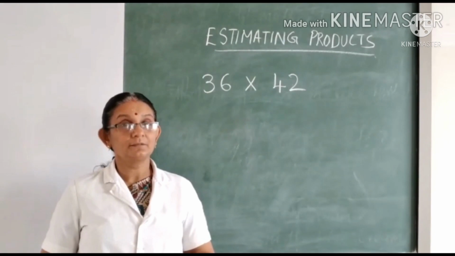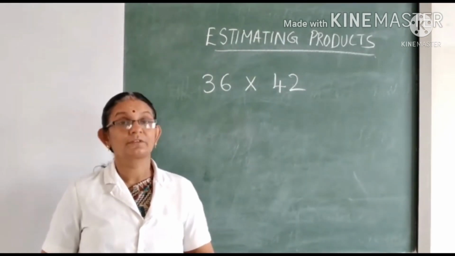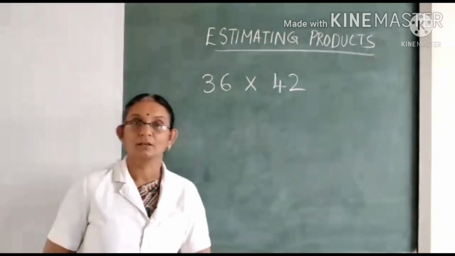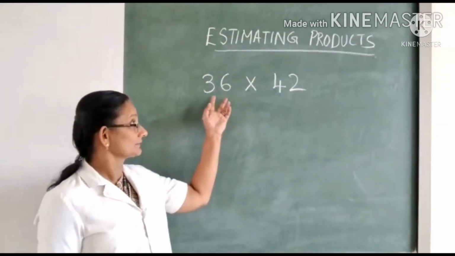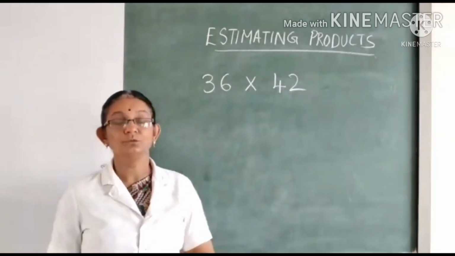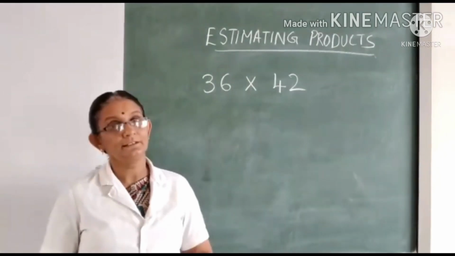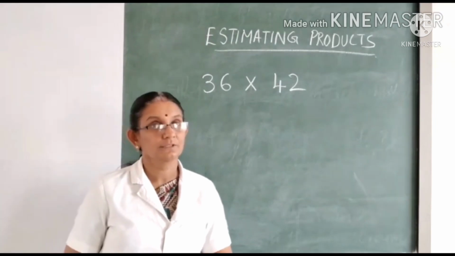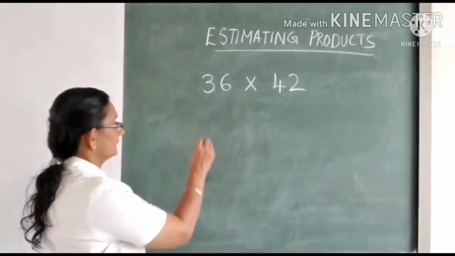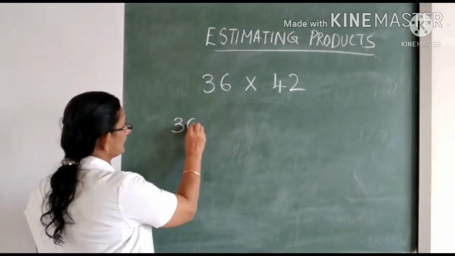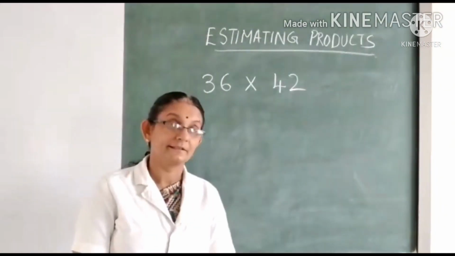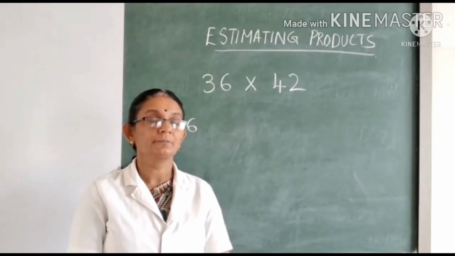For estimating products, first we have to round the numbers. Now we have two numbers, 36 and 42, and we have to find the estimated product. So first let us round the numbers. The number 36 is rounded to the nearest tens.